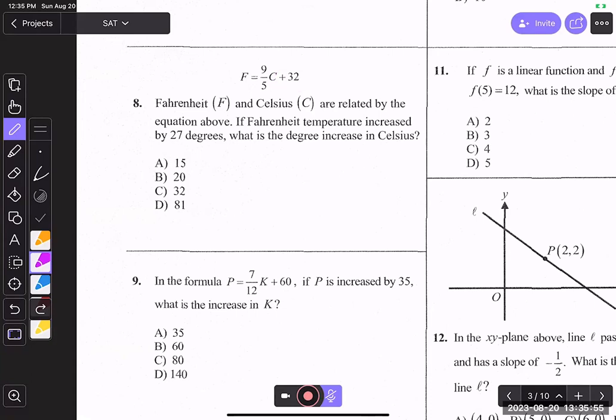Yeah, what's it like? Do I replace F with 27? No, you don't. One of the important things here is the question says the Fahrenheit temperature increased by 27 degrees, not that it is 27 degrees, right? If it had said that it was 27 degrees, that's a different story.